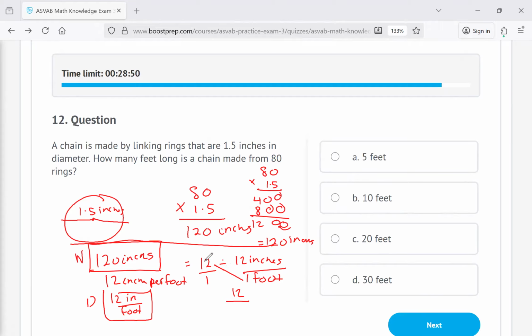So 120 times 1 is 120, and then 1 times 12 is 12. And then you're left with foot or feet. So what's 120 divided by 12? It is 10 feet. Okay, so your total is 10 feet.